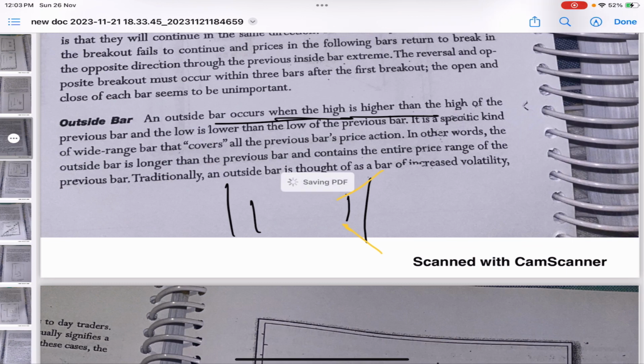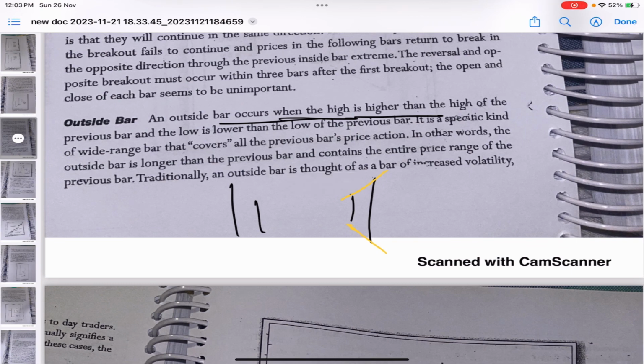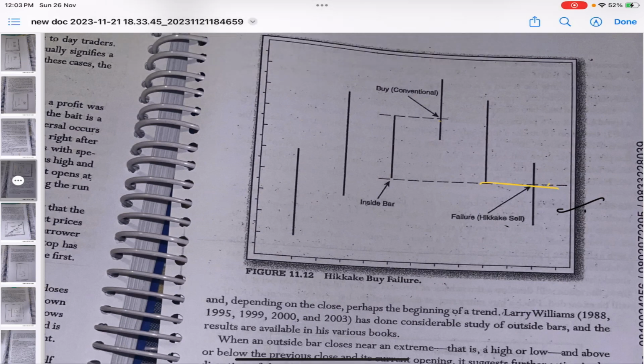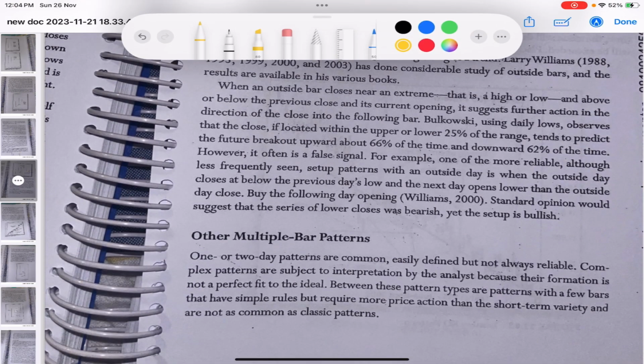Alright, and an outside bar is basically thought of as a bar of increased volatility. So if you look at this over here, we can see that this is an inside bar. Why am I saying that this is an inside bar? Because this is how an inside bar looks, we know that, and here you would have bought. And what is an out, just a second, yeah, so this is the same diagram where we saw the Hikake. Anyway, it's okay, we'll just revise it again. So Hikake is basically a failed inside bar. So when the outside bar closes near an extreme, that is a high or a low, and above or below the previous close, it suggests further action in that particular direction wherever it's going to close.